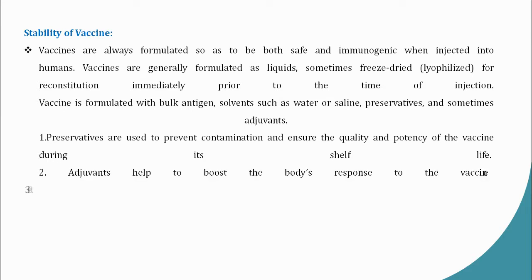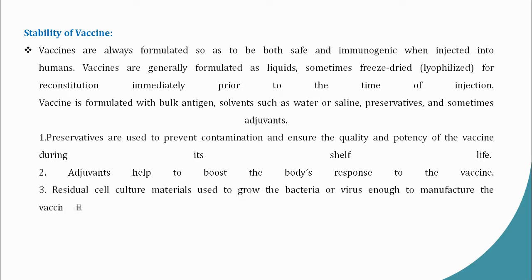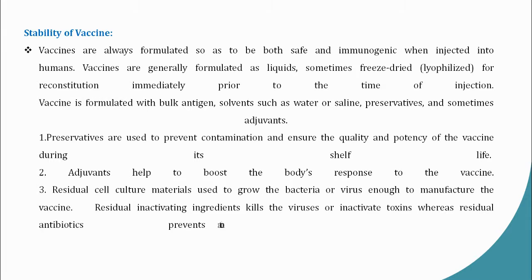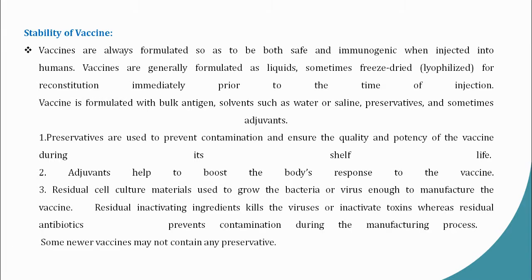Vaccines are generally formulated as liquids, sometimes as freeze-dried preparations. If it is a freeze-dried formulation, after reconstitution we can immediately prepare the solution or suspension of the vaccine prior to the time of injection. And the vaccine is formulated with the bulk antigen.